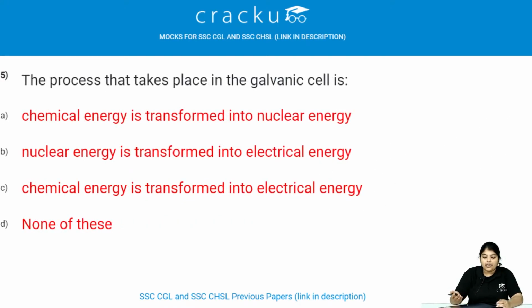The process that takes place in the galvanic cell is that chemical energy is transformed into electrical energy. Galvanic cell is also known as electrochemical cell or voltaic cell.